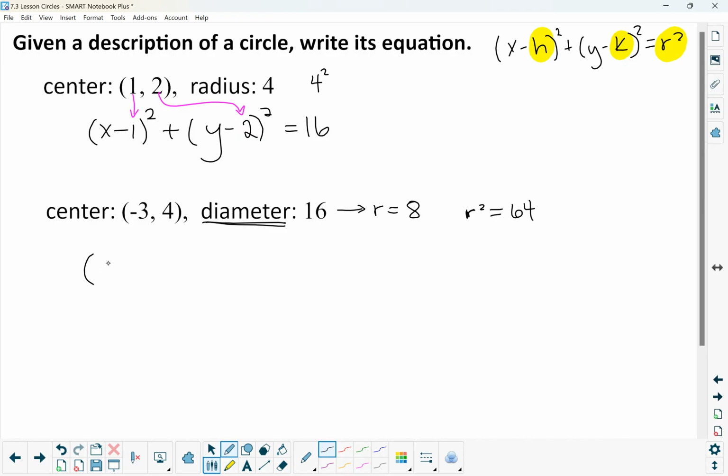So our equation will look like x plus 3 squared. We'll have a y minus 4 squared. Don't forget the powers. And then that's going to be equal to 64. Again, 64 because if the diameter is 16, then the radius is 8, and 8 squared is 64.